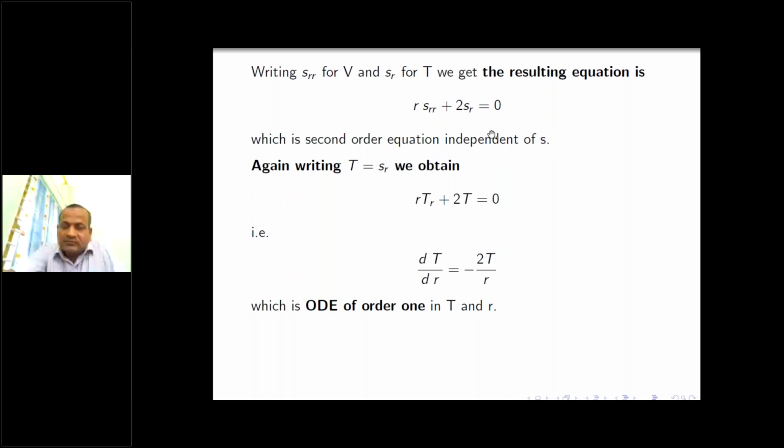Now it is independent of s, so we can write t is equal to sr. We obtain r tr plus 2t is equal to 0. That is, writing in the usual form, dt by dr is equal to minus 2t by r. So the second order equation is converted into a first order equation, and also it is in variable separable form, which is an ODE of order 1 in t and r.